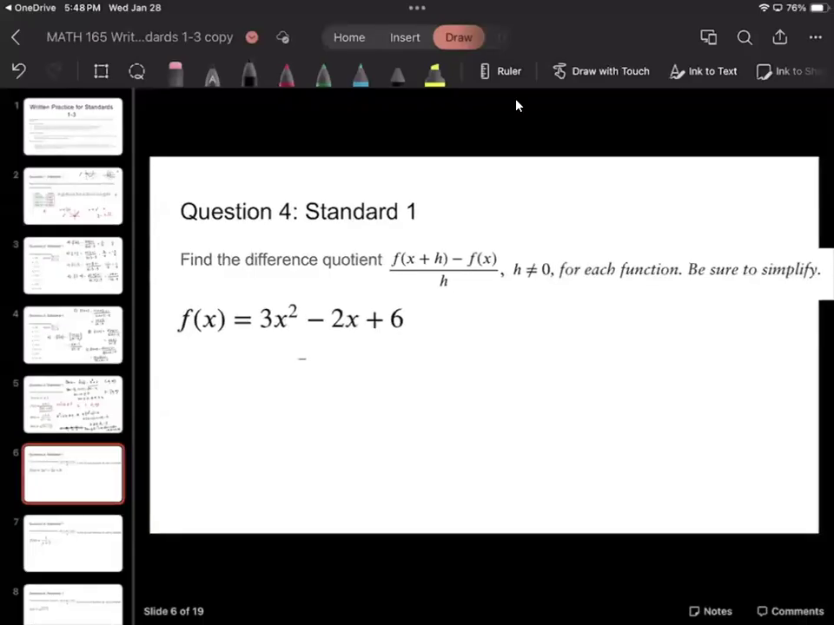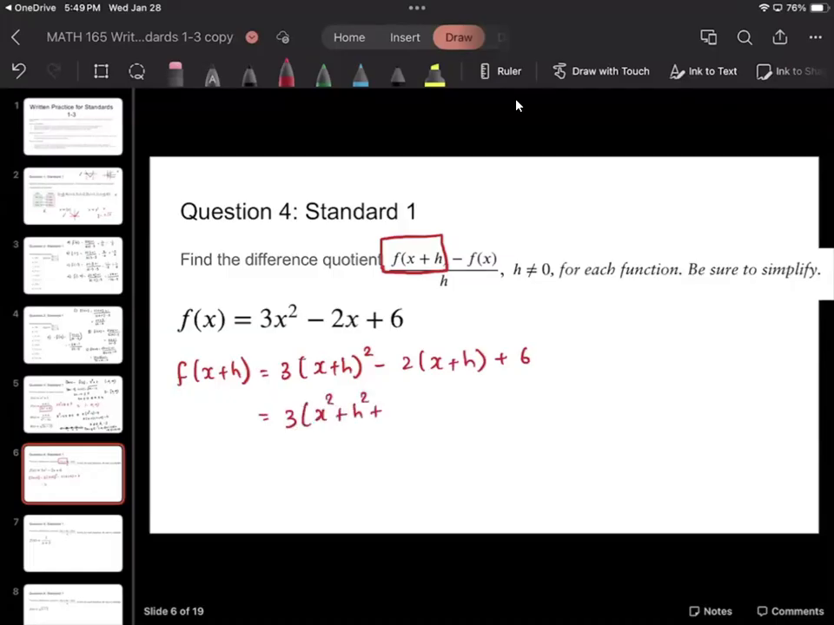So we have to find the difference quotient in the next question. The first part of the difference quotient is to find this. This is the first part, right? You can either do it all in the whole expression, or you can do it separately. So let's try to do this separately. Let's evaluate f of x plus h first. Wherever you see x, replace it with x plus h and simplify. Okay. So x plus h the whole squared is x squared plus h squared plus 2xh.